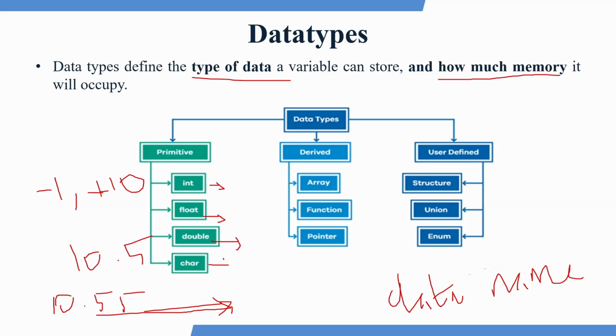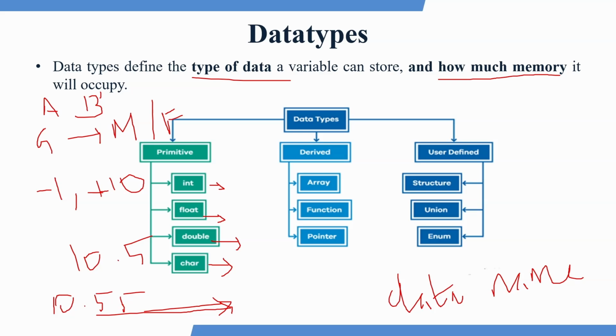And the next one is character. We use characters to indicate some information. For example, if you take gender, we mention either M for male or F for female. Like grades, if you take, you mention A grade, B grade, like that. So these are the different types of data which we use in the real world.